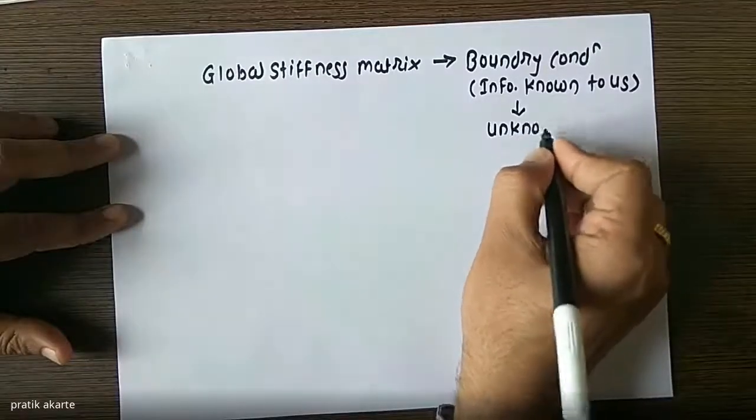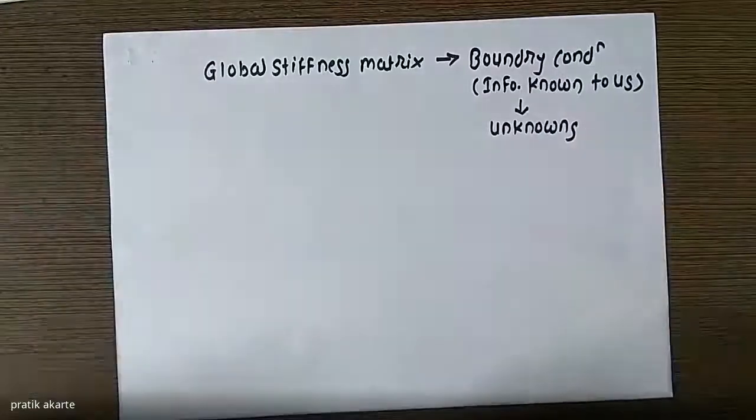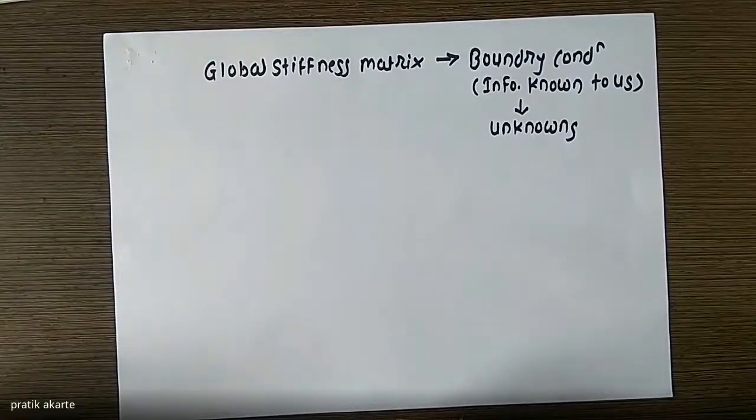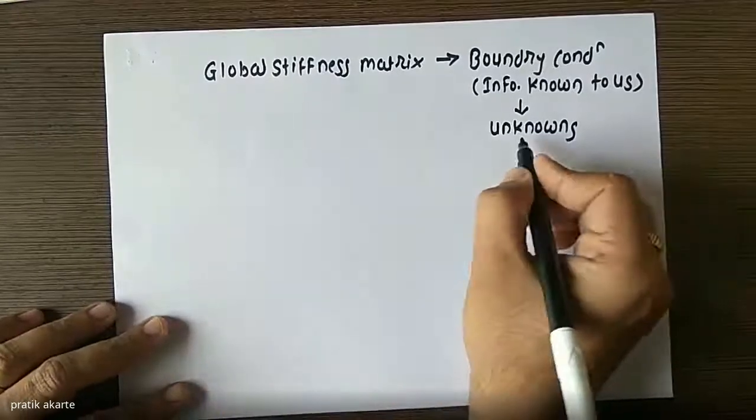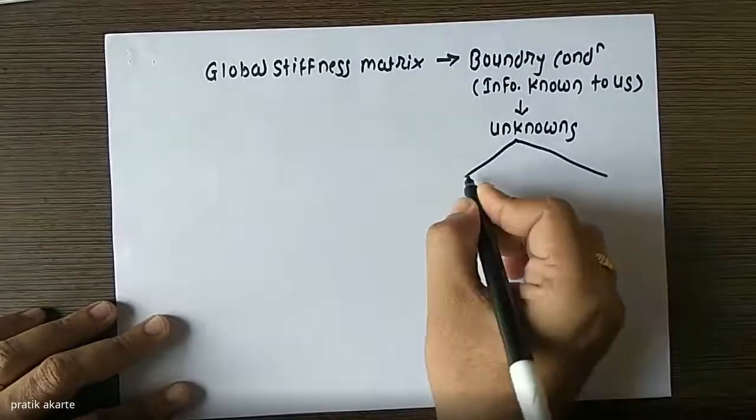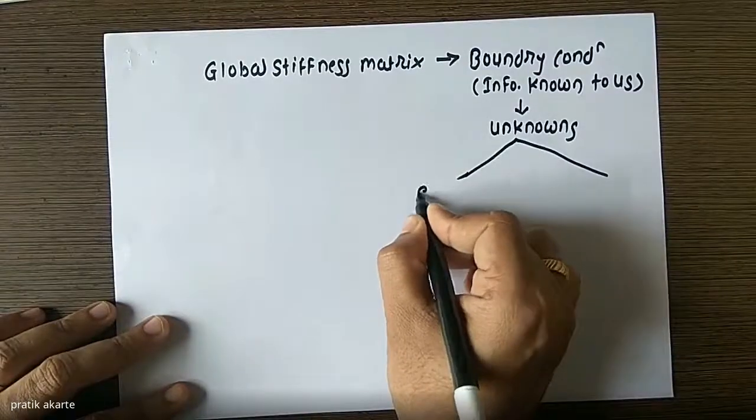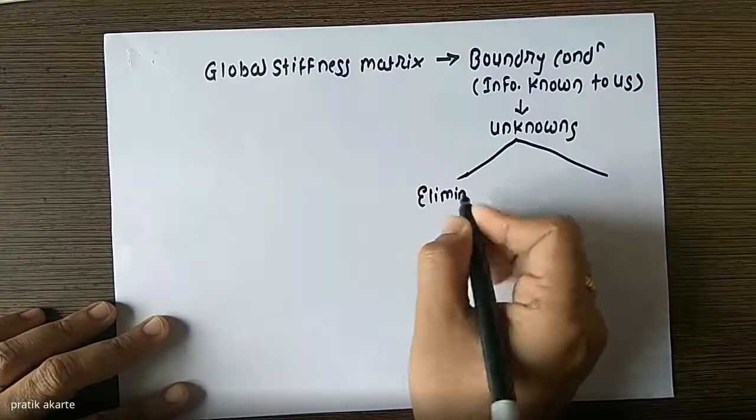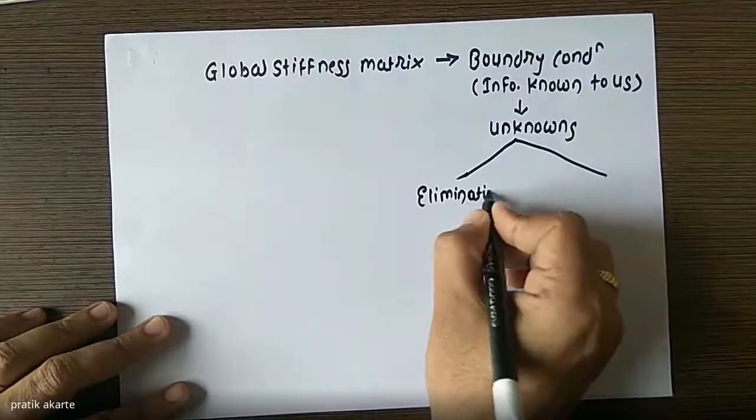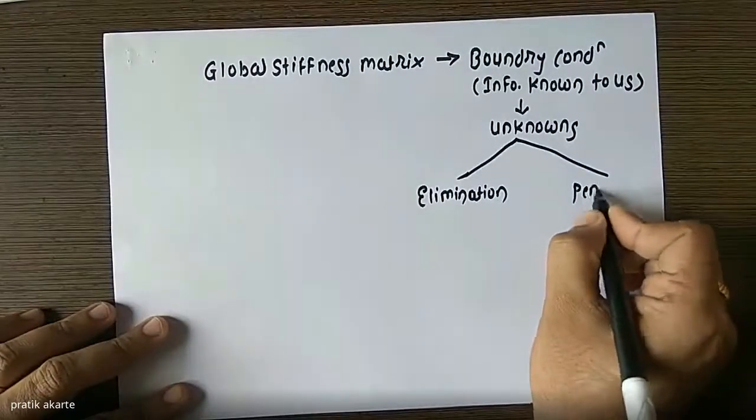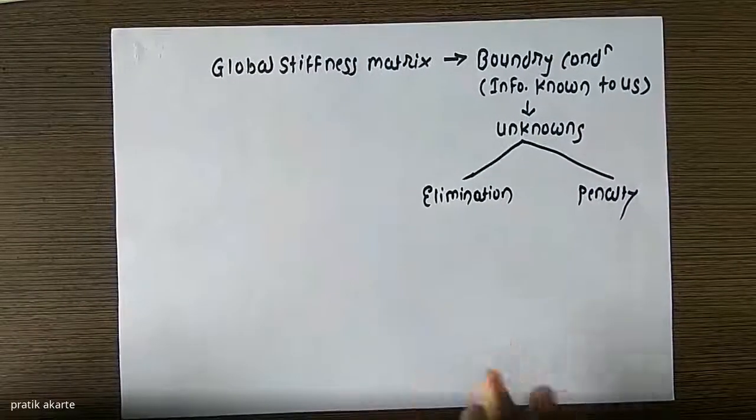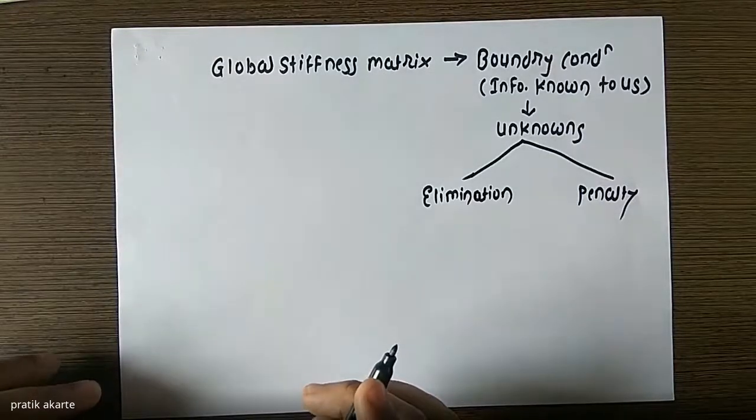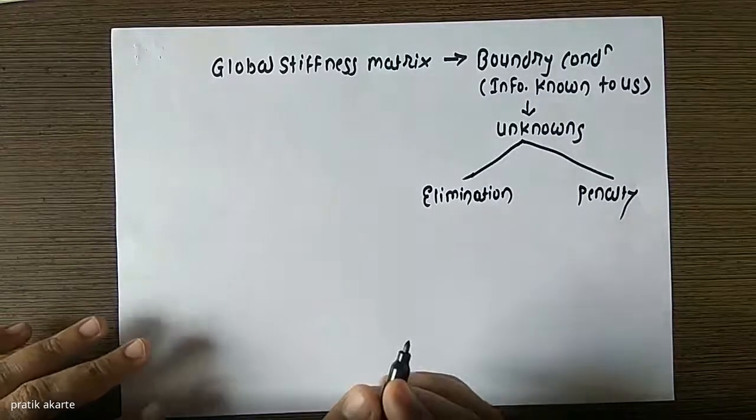Unknowns means what are the displacements, what are the unknown forces, what are the stresses, and what are the strains. So these unknowns can be calculated, and there are two methods to calculate these unknowns. The first method is the elimination method, and the second one is the penalty method. There are two types of methods to find out these unknowns: the elimination method and the penalty method. So we'll see the elimination method.